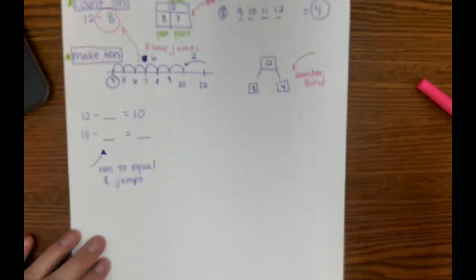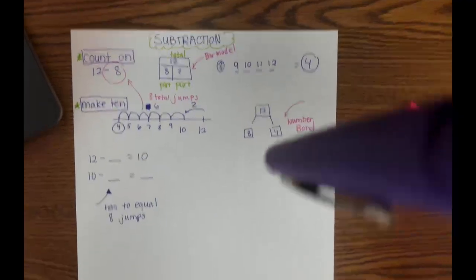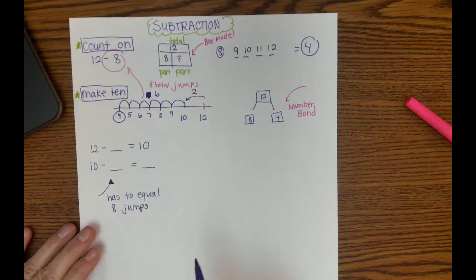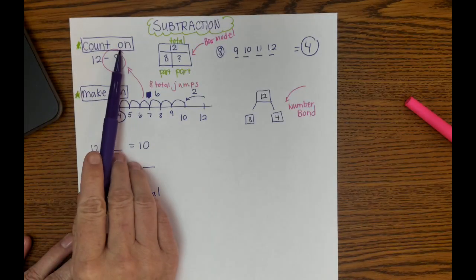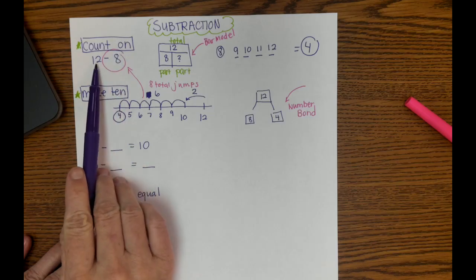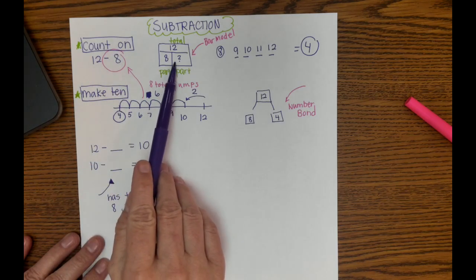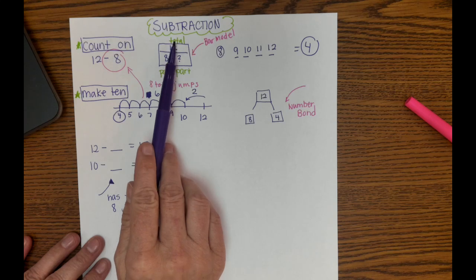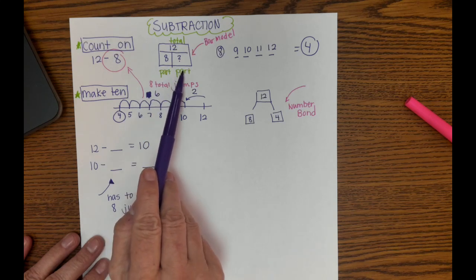I've also gone and put together this little cheat sheet, if you will, on subtraction strategies. We learned these last week. The first one was count on. If we use the problem 12 minus 8, here's the bar model. They put the 12 on the top. That's the total. Then one part is 8. The other part is question mark.